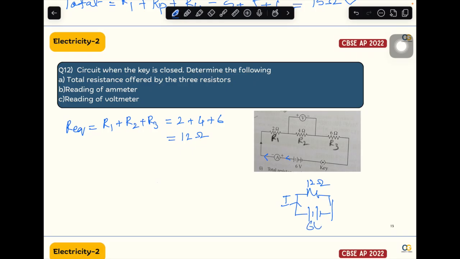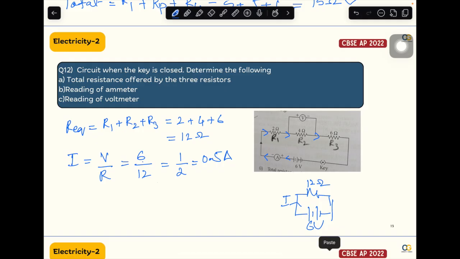So the V is given as 6 volts. So the I here, again by Ohm's law, is V by R, where V is equal to 6, and you have to find the current. In series, what is it that we learn? We learn that all the resistors will have the same current flowing through. So you take the equivalent resistance, which is 12. So 6 by 12, which is equal to 1 by 2, which is 0.5 ampere, is the current that will flow through.